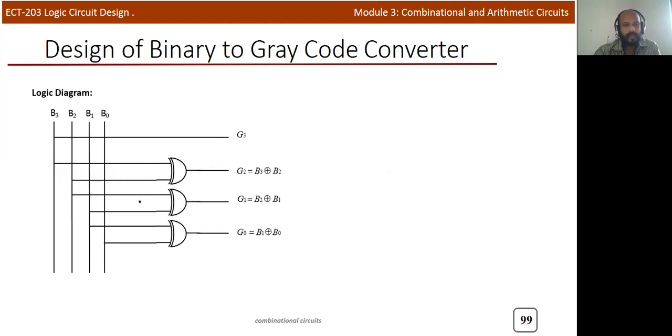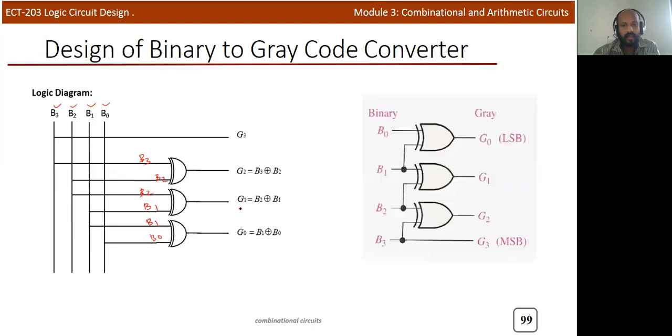Now this is the logic circuit. You can draw different lines: B3, B2, B1, B0. First, G3 is exactly B3, so you can directly connect G3. Then G2 is B3 XOR B2. Now G1 is B2 XOR B1. Now G0 is B1 XOR B0. So we can use XOR gates to implement this.